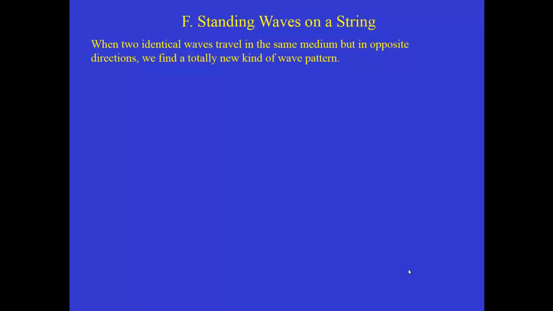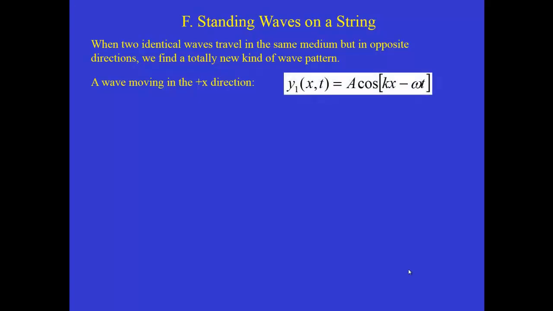The basic idea here is that when two identical waves travel in the same medium but travel in opposite directions, we end up with a totally new kind of wave pattern. So let's consider a stretched string that's fixed at both ends, and we cause a wave to move in the positive x direction along that string. So y1 is A cosine(kx minus omega t). This is a wave moving in the positive x direction, and when it hits the fixed end, that wave will reflect back.